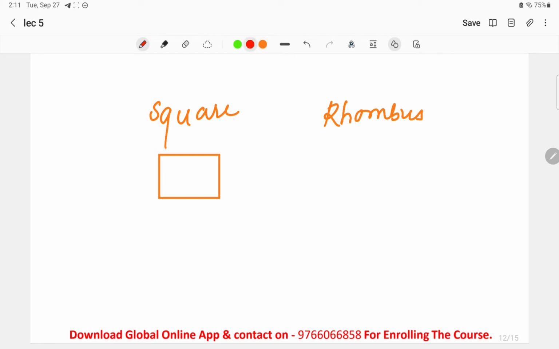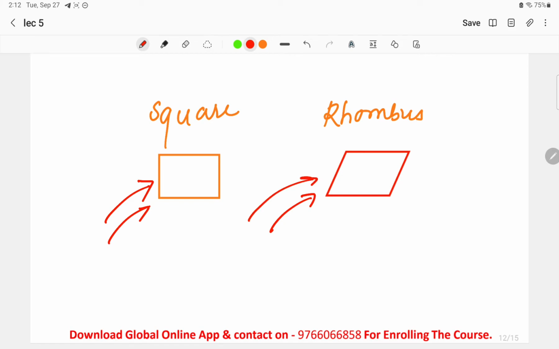Whenever we give a kind of tilt to the square, a push, a tilt, basically what will it form? It will form a rhombus. So a rhombus is nothing but a square that has been given a tilt, and it is forming the rhombus shape. Now this kind of similarity is also found between the rectangle and the parallelogram.